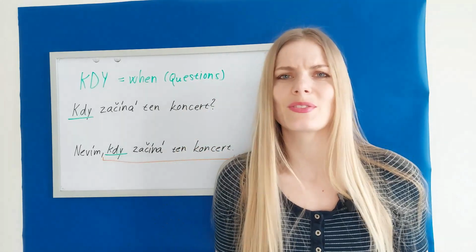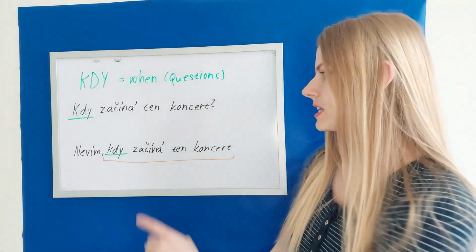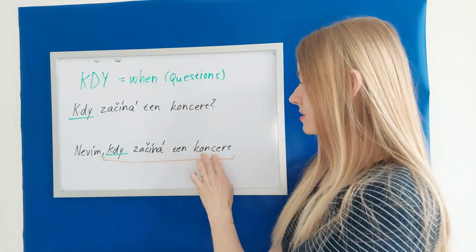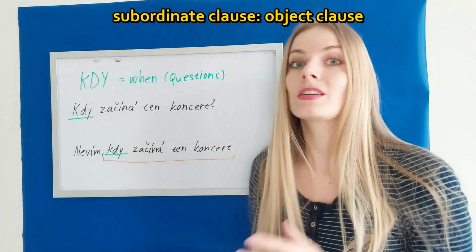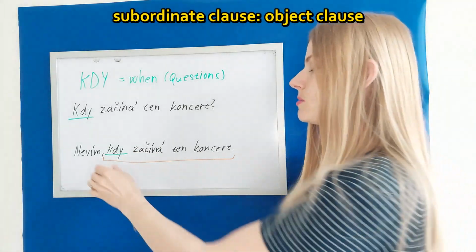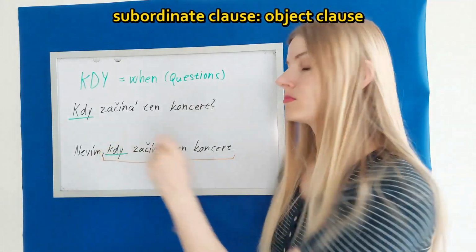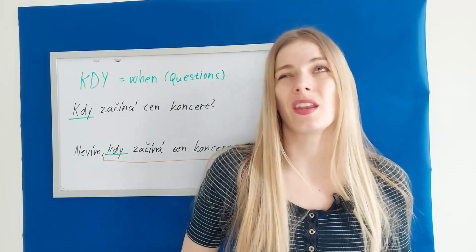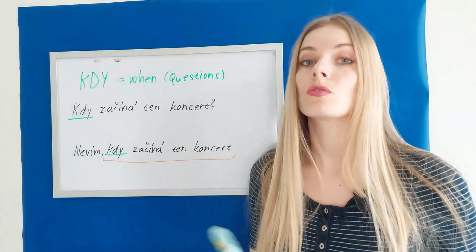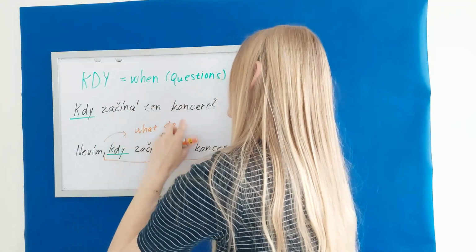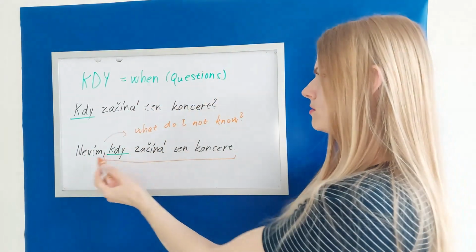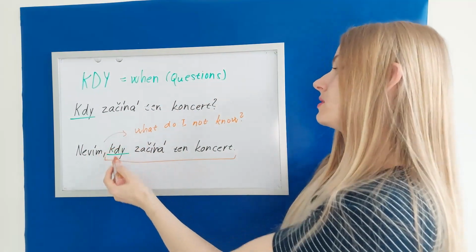For those that like to hear the grammatical terms, I can say that this indirect question is a subordinate, an object clause, because I'm saying, I don't know what. What is it that I don't know? I don't know when the concert begins. So you could say it this way. What do I not know? Nevím, kdy začíná ten koncert.